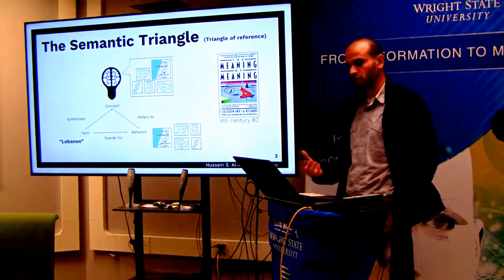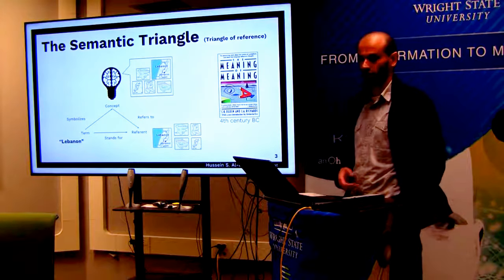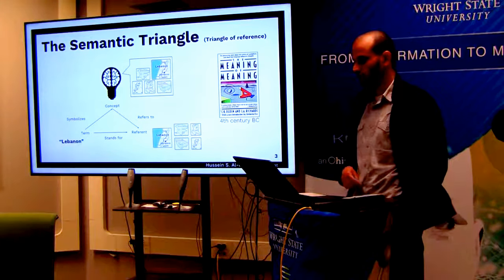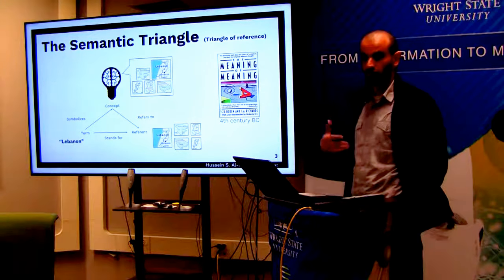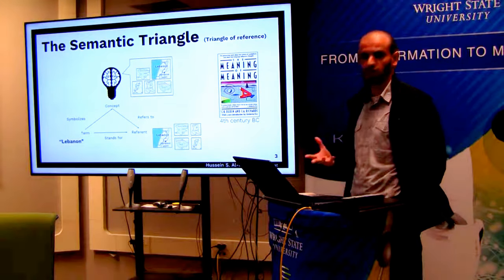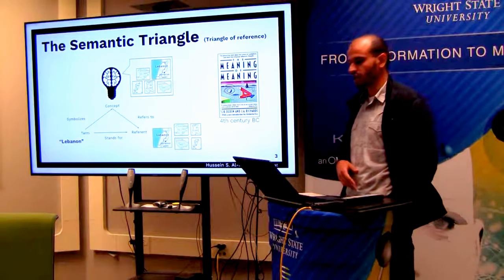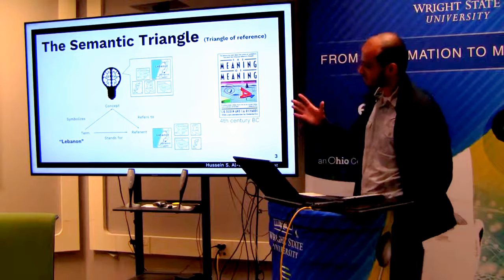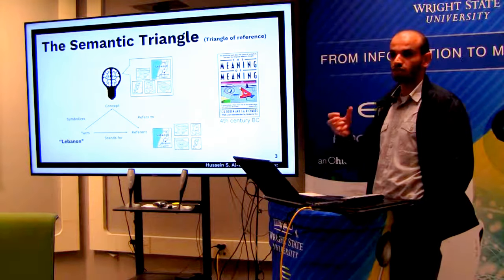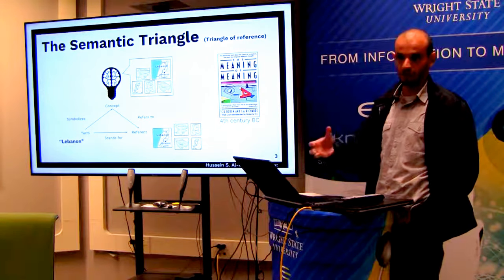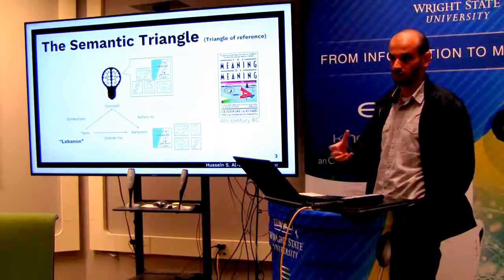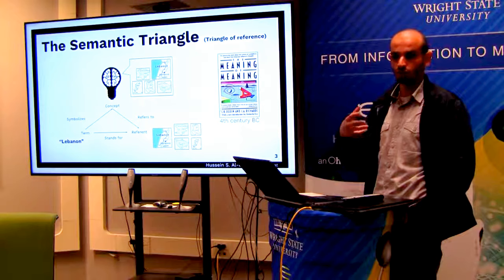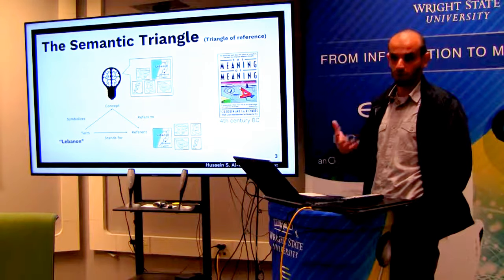So let's talk about this theory that is called the semantic triangle or the triangle of reference. This theory was mentioned in a book called The Meaning of Meaning, and it dates back around 2400 years. This is important because it explains why we need knowledge representation, how we process data, and how we understand things and represent them to be processable or approachable by a human or a machine.